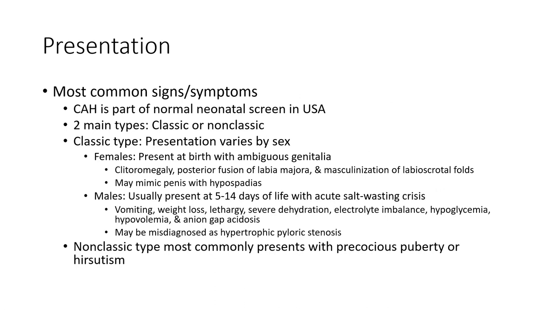Male usually present at 5 to 14 days of life with acute salt wasting crisis: vomiting, weight loss, lethargy, severe dehydration, electrolyte imbalance, hypoglycemia, hypovolemia, and anion gap acidosis. May be misdiagnosed as hypertrophic pyloric stenosis. Non-classic type most commonly present with precocious puberty or hirsutism.